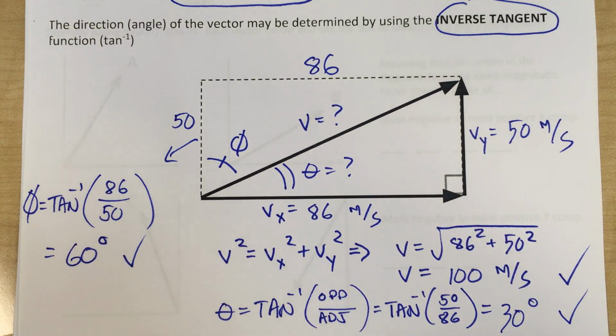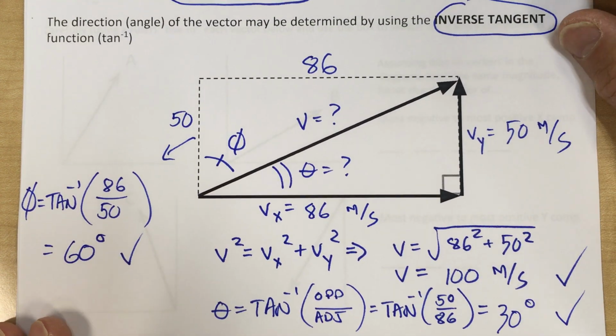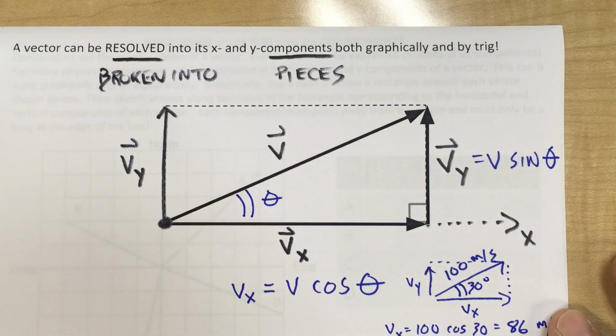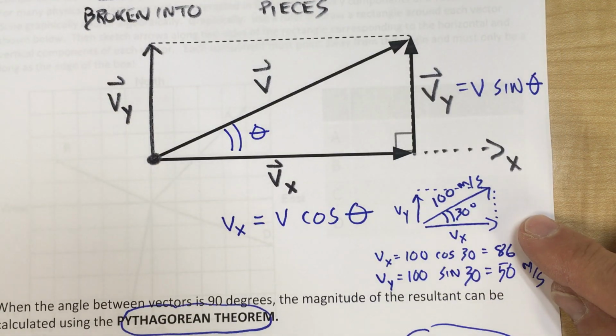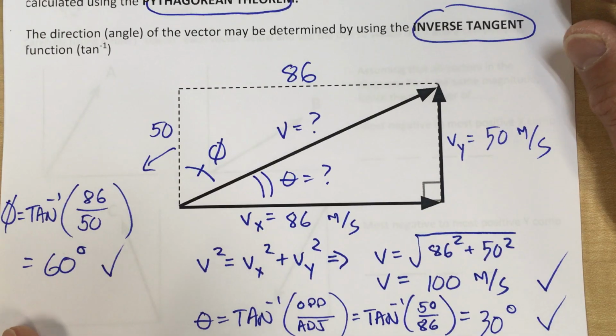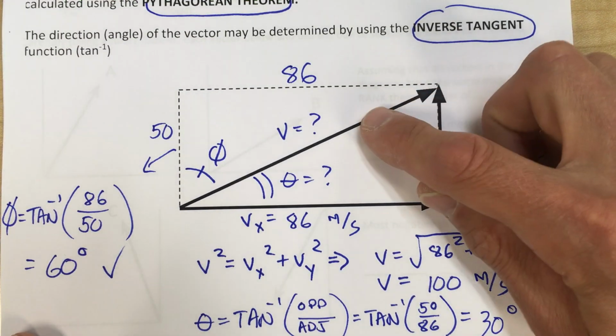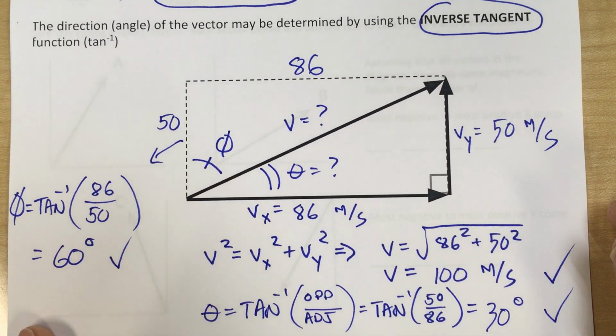All right, so that would be that. So hopefully we've shown here how to find components graphically by sketching them, algebraically by using trigonometry, and we've shown how to find the magnitude and angle of the original vector if you know the components.